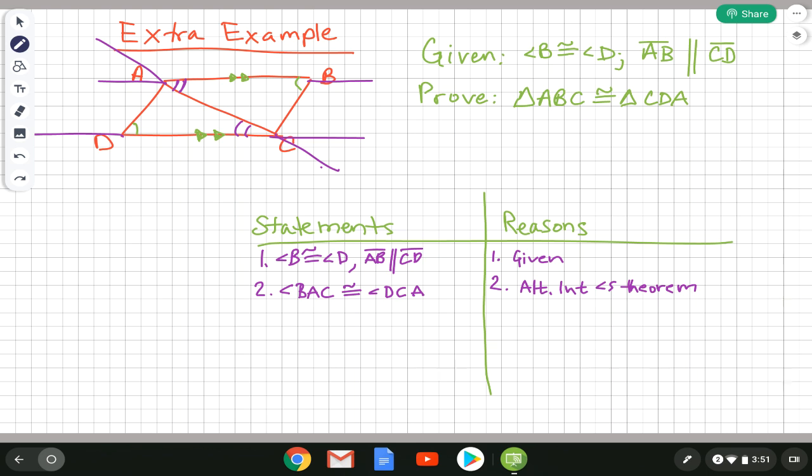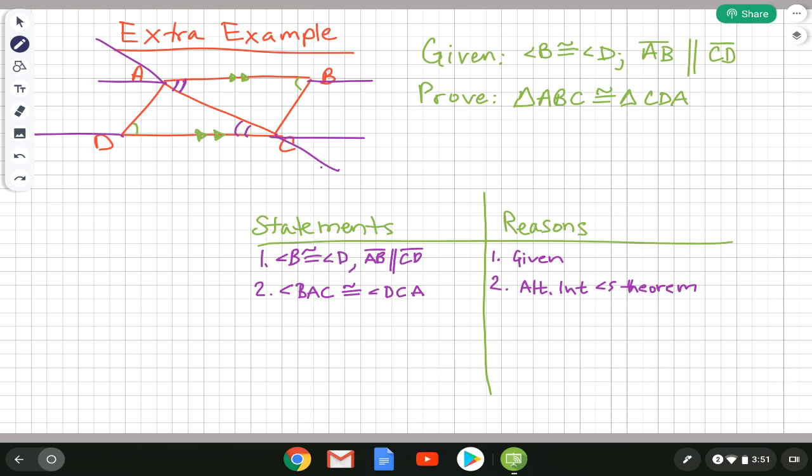As we go through these proofs, over and over we're going to use some of the theorems that we've learned, and so you begin to see what you need to look for. Vertical angles is another one that we use a lot. Reflexive property is another one we use a lot. So as we go through, you'll begin to get familiar with the kinds of postulates and theorems that we're using, and you'll know to look for those things.